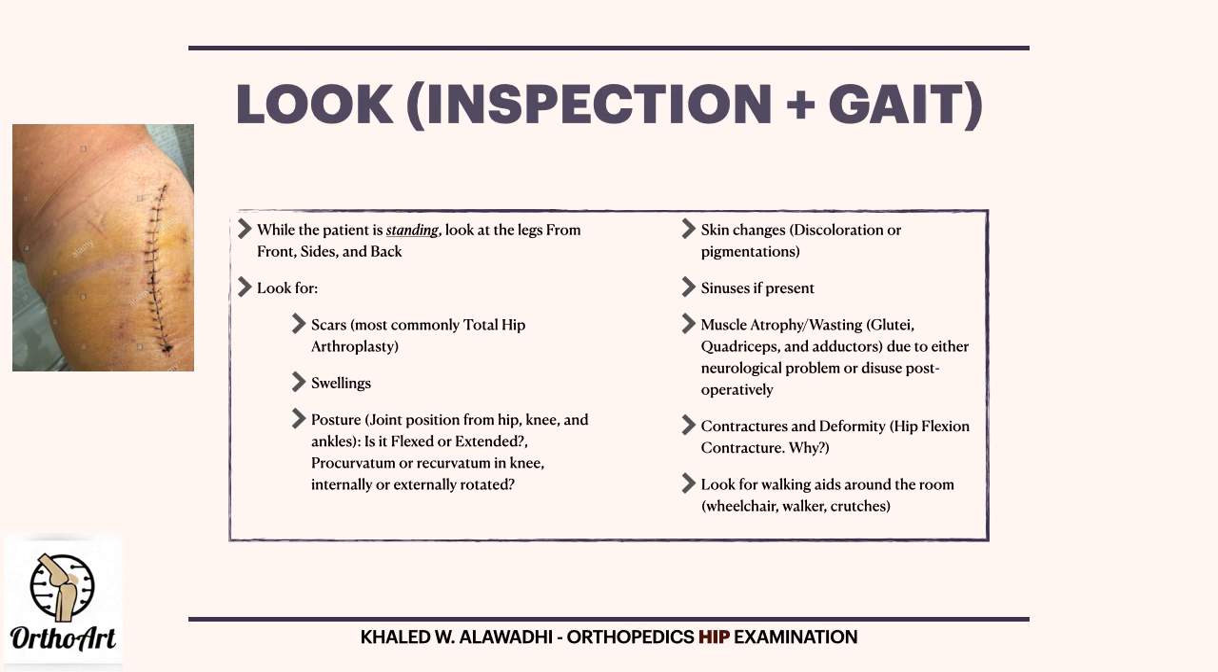Another example is contractures and deformity. A famous example is a hip flexion contracture. Why do we have a contracture? A hip flexion contracture means that this patient has lost the ability to do a full extension. The patient has a missing angle, an inability to do full extension at that point, which I'll mention later on.